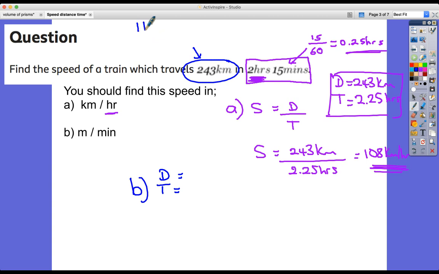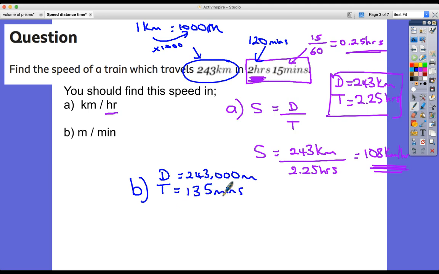Now, we know that 1 kilometer is 1,000 meters. So if I want to go from kilometers to meters, I have to times by 1,000. So it's going to be 243,000 meters. And my time is in minutes. Now, how many minutes have I got here? Well, 2 hours is 120 minutes, and 15 minutes added on. So this would be 135 minutes. So now I've got my units correct for my calculation.